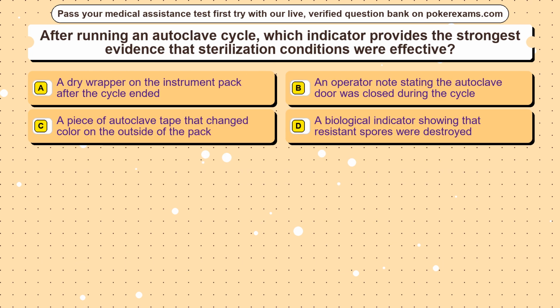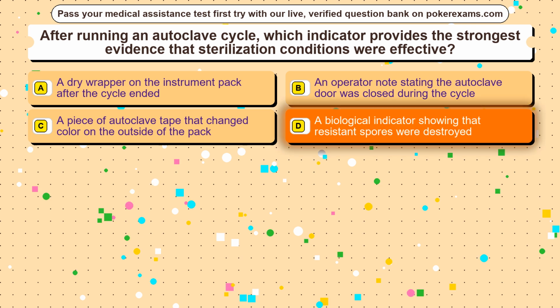Question 60. After running an autoclave cycle, which indicator provides the strongest evidence that sterilization conditions were effective? Option A. A dry wrapper on the instrument pack after the cycle ended. Option B. An operator note stating the autoclave door was closed during the cycle. Option C. A piece of autoclave tape that changed color on the outside of the pack. Option D. A biological indicator showing that resistant spores were destroyed.